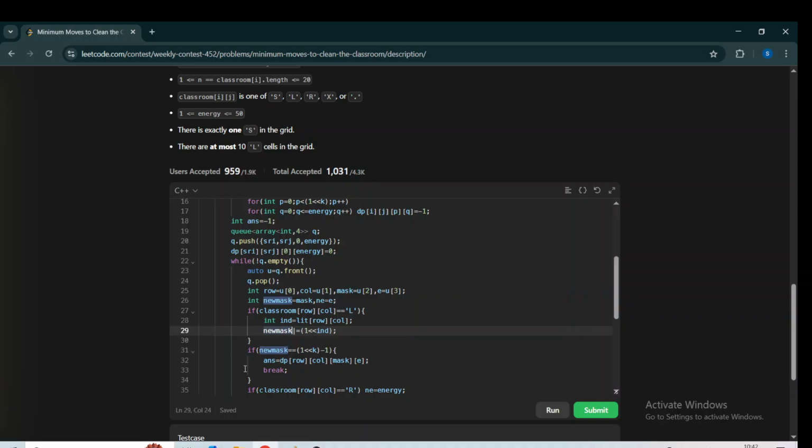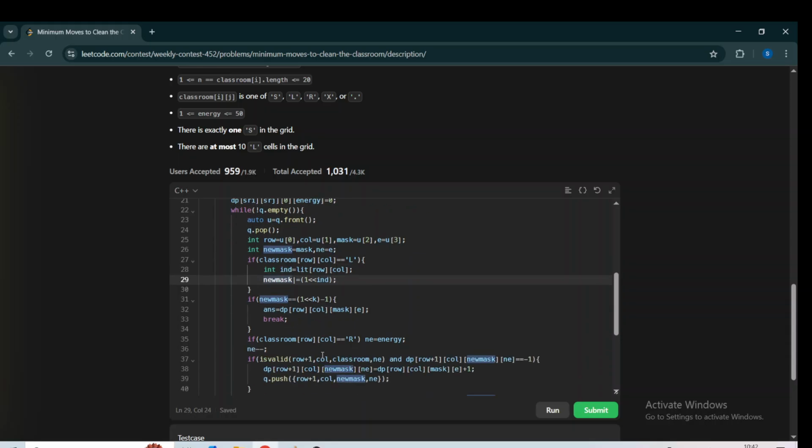Since we are doing a BFS, this is the minimum possible number of moves we can reach at new mask. So new mask is 2 to the power k minus 1, which means we have cleaned all the litter, and this is the minimum number of moves. So the total number of moves is dp of row, column, mask, and e. We set answer as that and we break. Now if classroom row comma column is equal to R, that means we can reset.